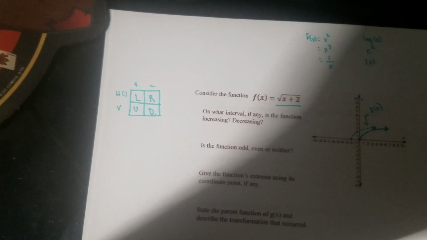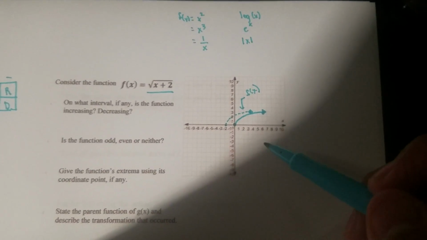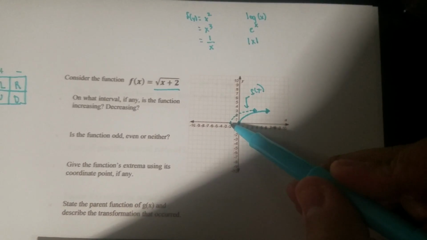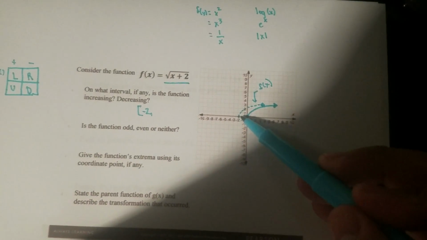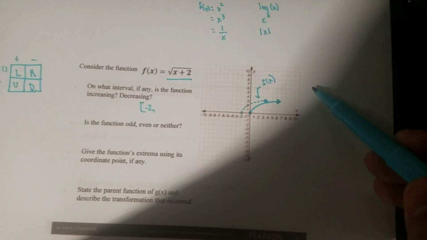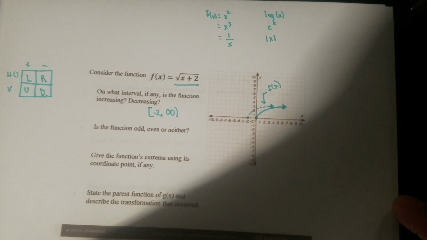Okay, so on what intervals is it increasing? I'm looking only at the x values, and we talked about this in chapter 10 also. So I'm starting here at -2, and it's going up here, right? You read left to right, it's moving up all the way till infinity.